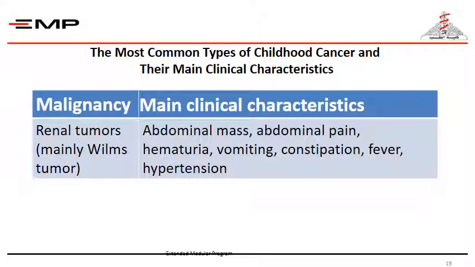Renal tumors, the prototype of which is the nephroblastoma or the Wilms tumor, another embryonal tumor that presents with abdominal mass, in most cases accidentally discovered. Other clinical characteristics in less frequency are the abdominal pain, hematuria, vomiting, constipation, fever, and hypertension.